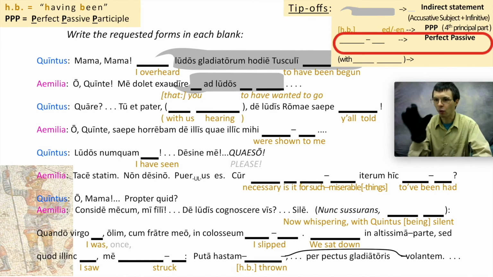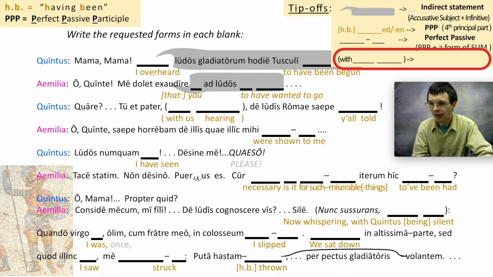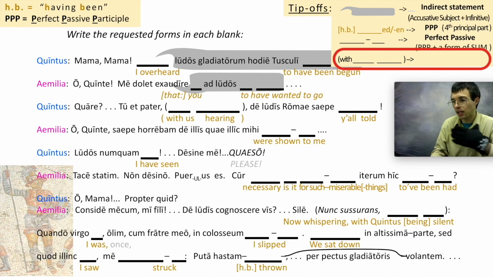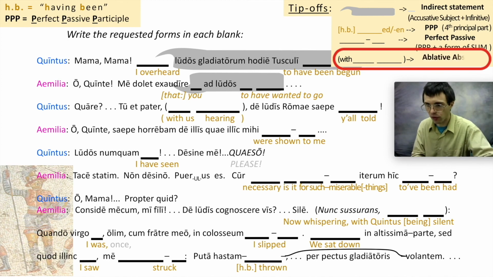So the passive of vocavi, I called, would be vocatus sum. So that is the PPP plus a form of sum. And then lastly, if you see 2 blanks side by side, and then especially if you see one of these 2 other things, either with right before the 2 blanks, or parentheses, or both, parentheses and with, then that's me asking you for an ablative absolute. So in case you forgot what that is, that's 2 ablatives, and one of them might be a PPP.